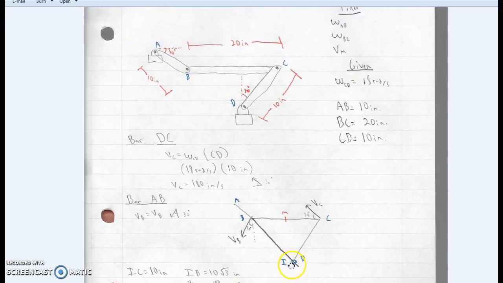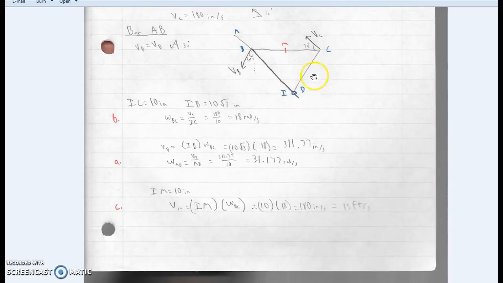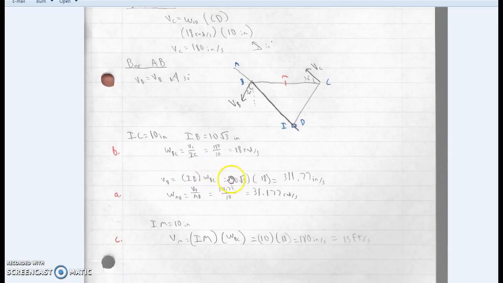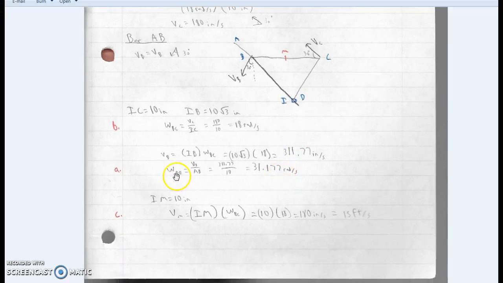Now we have to find the angular velocity of AB, and to do that we need the velocity of B. So to find the velocity of B, we have to know the length of IB, which we do, and the omega of BC, which we also do. So we have to go 10 times the square root of 3 times 18. It gives you that number, 311.77 inches per second, which you can use to find the omega of AB. So you have that velocity, which you divide by the length, and then you get the omega, which is 31.177 radians per second.